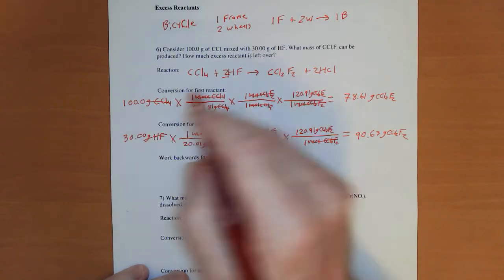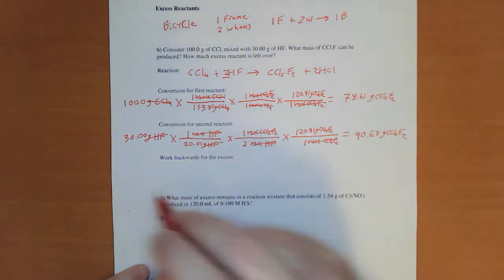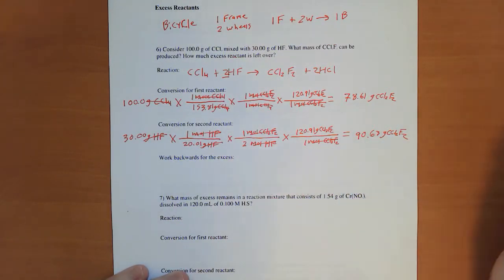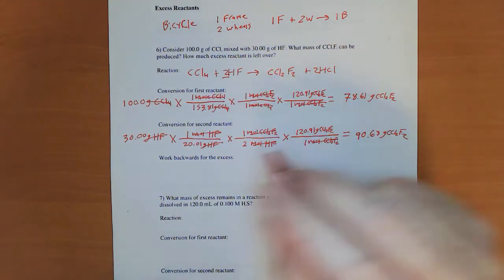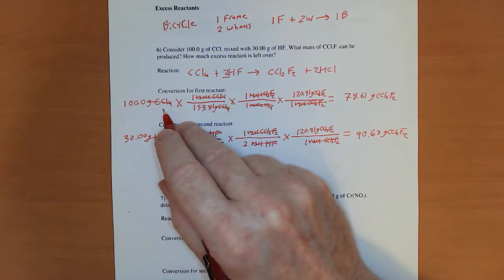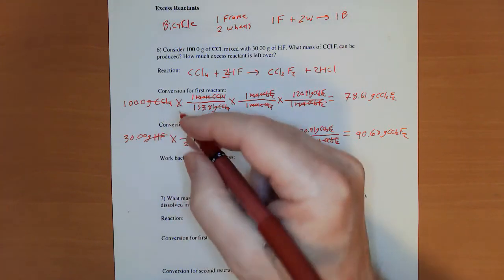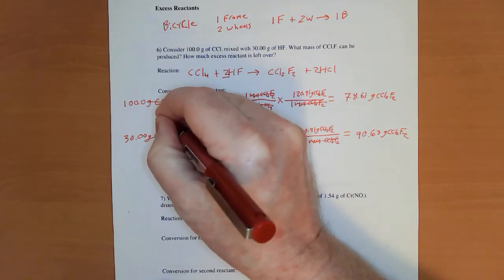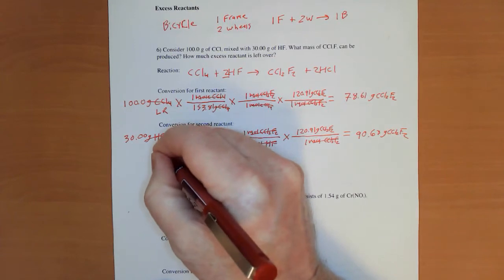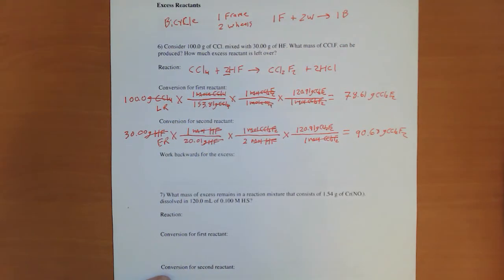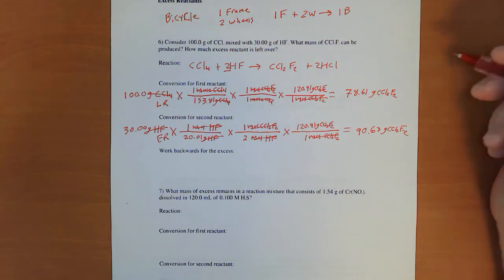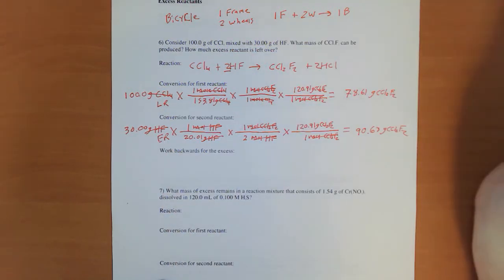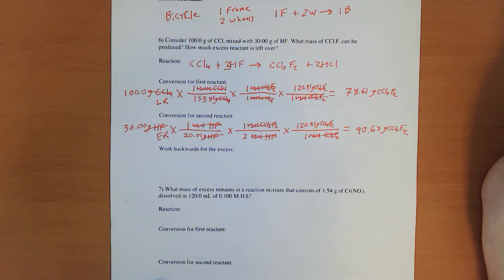Now, it's time for some discussion here. This reactant makes 78 grams. This reactant can make 90 grams, okay? I'm not going to get 90 grams because I'm going to run out of the carbon tetrachloride. That's going to make this the limiting reactant, and that's going to make this the excess reactant, okay? That means that I'm going to have some HF left over when I'm done.